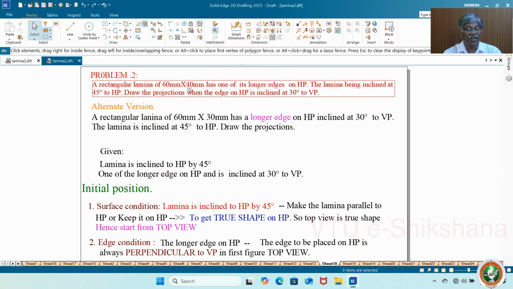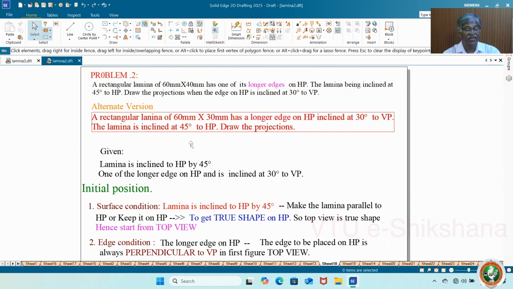A rectangle lamina of 60 mm, 40 mm, anyway it is 30 mm in case of it. Longer sides on HP. The lamina being inclined at 45 degree to HP. Draw the projections when the edge on HP is inclined 30 degree to VP. Again same type of comment I have done. For understanding purpose, lamina is inclined to HP by 45 degree. One of the longer edge, this is the change we have when compared to the previous problem. Longer edge on HP instead of shorter edge, that is inclined 30 degree to VP.